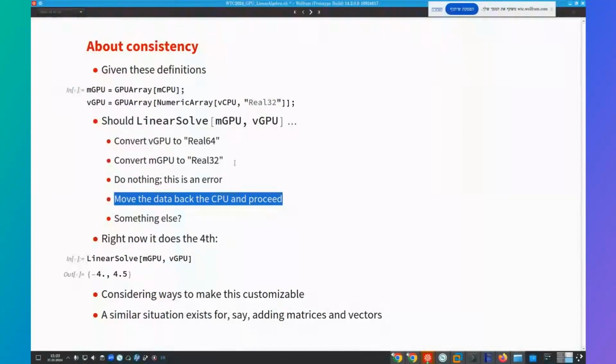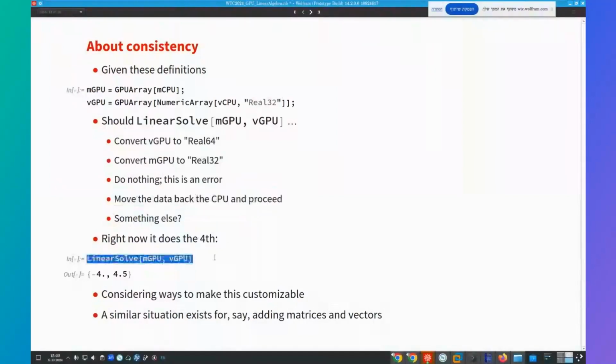There isn't an obvious answer, and I would say there are probably different opinions within the team about what to do. What we do right now, which I think is a good default, is we take the data back to the CPU and do normal evaluation. So you at least get a result. I think that's the most user-friendly thing. We might find ways to make this more customizable, but that's something we haven't thought about yet.